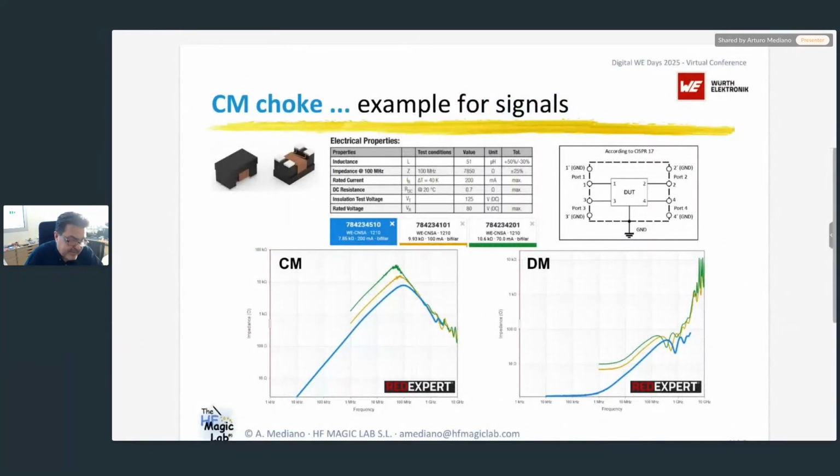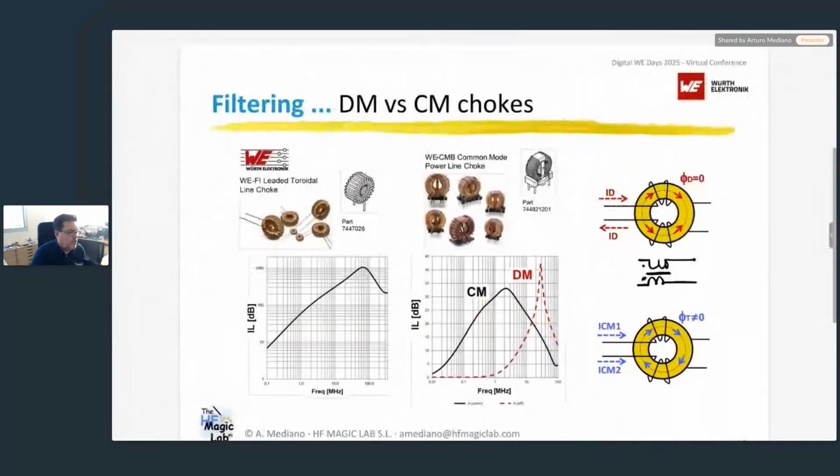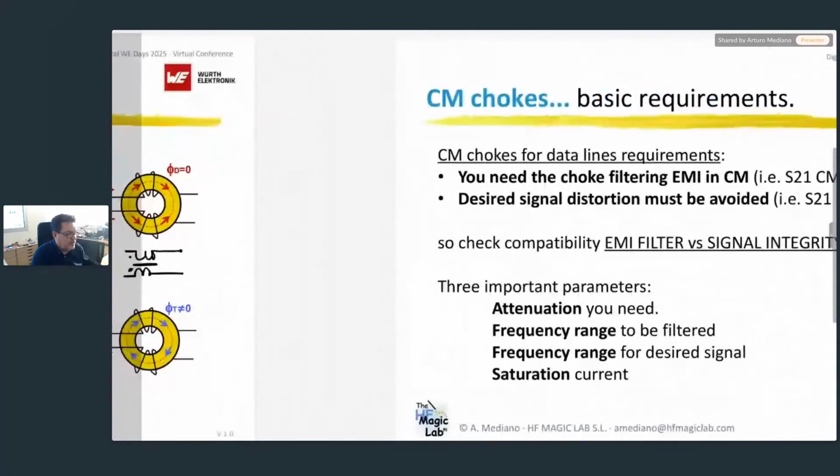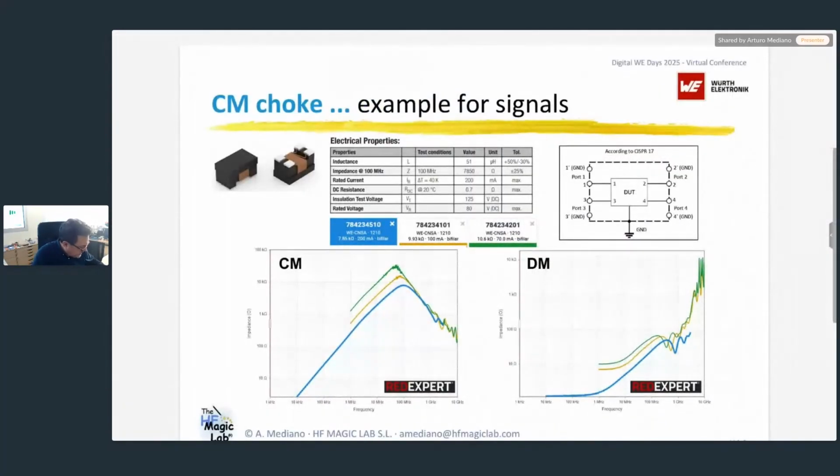So let's see one example. This is one of the small common mode chokes from Würth Elektronik for high speed signals. You can see that this is a very small SMD component. It's fully different to the previous chokes I have been using to explain the idea, but they are wound in exactly the same way. So we can see that the inductance for the common mode is around 51 microhenries. And if we evaluate the response of this filter following, for example, the CISPR 17 standard, we will be able to identify that this common mode choke has a high impedance at around 100 megahertz, with an impedance value of around 8 to 9 kilohms.